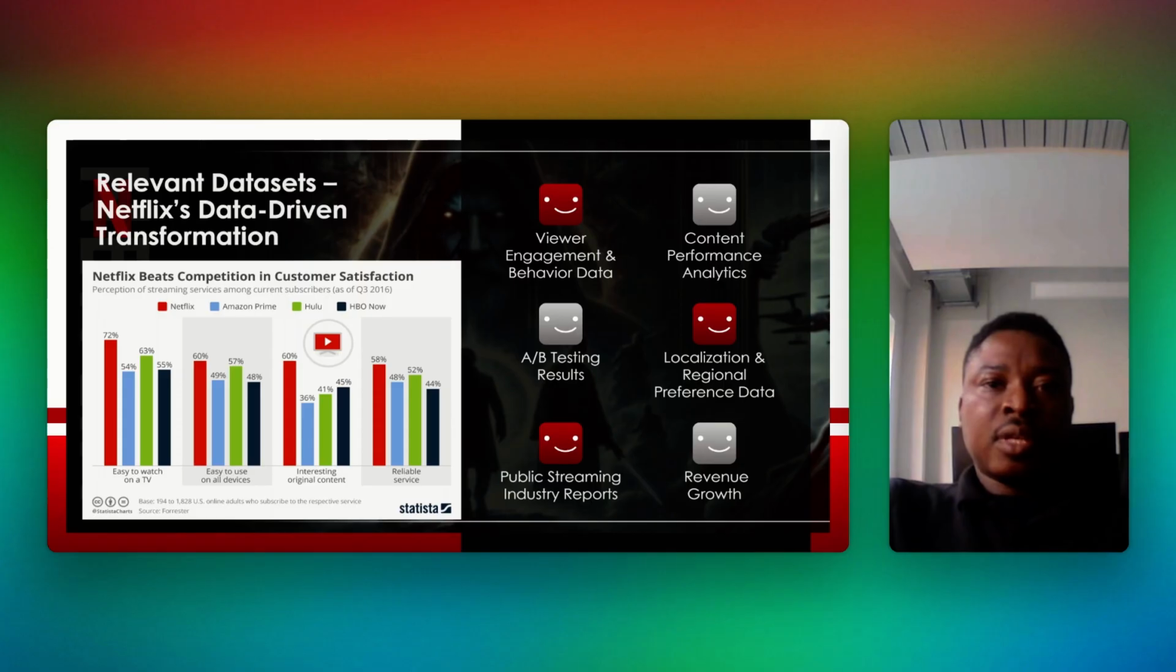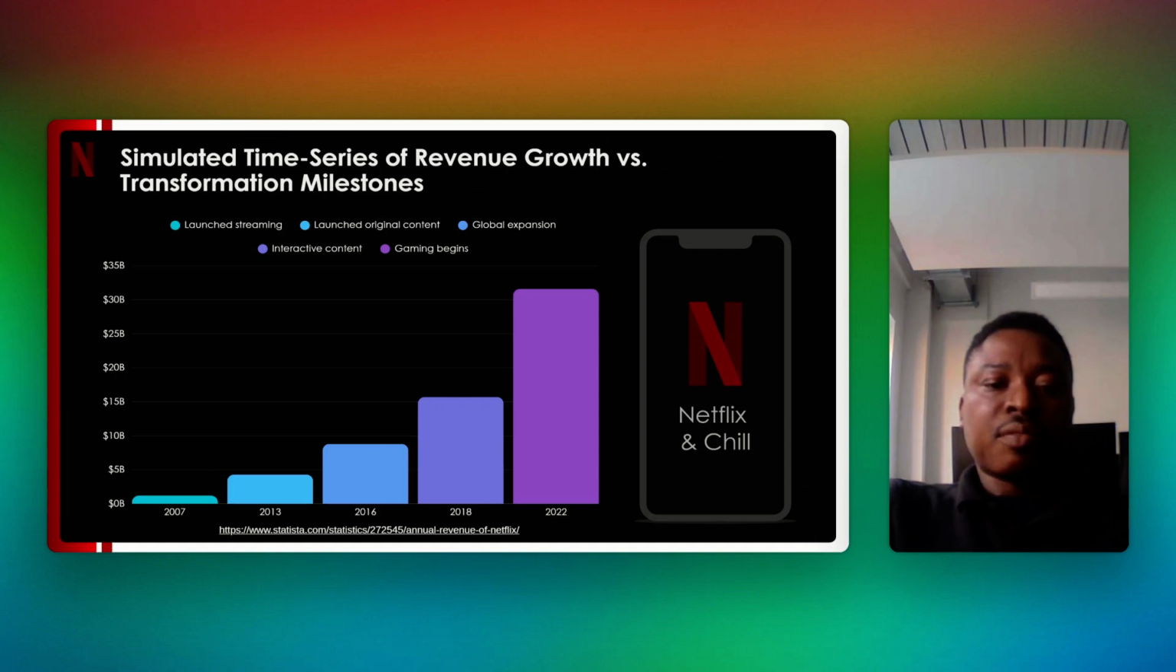For example, I've created a visual comparing revenue growth to major Netflix digital transformation milestones, which gives context to their strategic decisions.